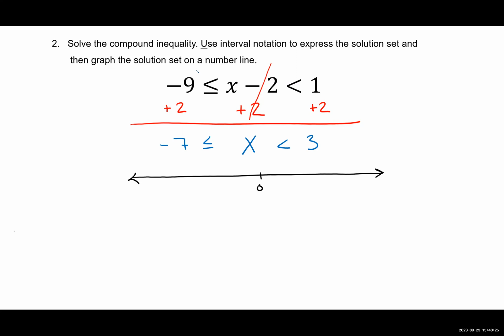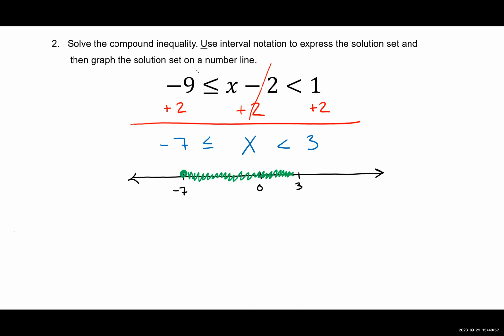So if we look at the number line, say -7 is over here somewhere, and 3 is maybe over there somewhere. So x is any number between them, right? Infinitely many numbers. All the whole numbers, all the fractions, all the decimals, all the irrational numbers, every real number between -7 and 3. But x is also, in addition to those numbers, equal to -7.